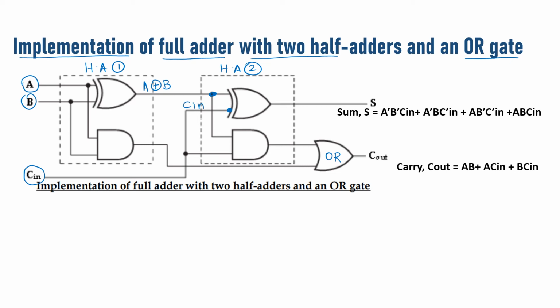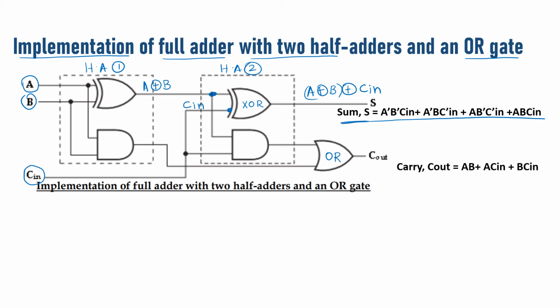So again it is having the XOR gate. In this XOR gate, that is in half adder 2, the output will be A XOR B XOR C in. So this is the output for the sum. If we expand this, we will get this value. Summation S is equal to A dash B dash C in plus A dash B C in dash plus A B dash C in dash plus A B C in. So this is the output of the sum.